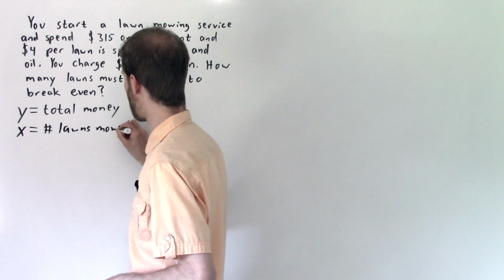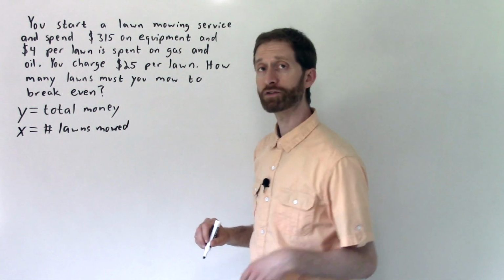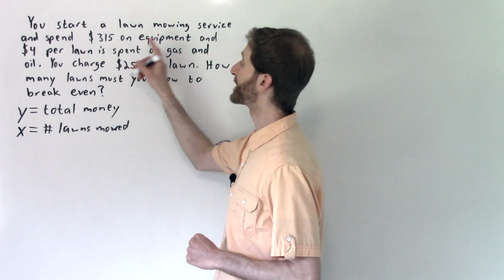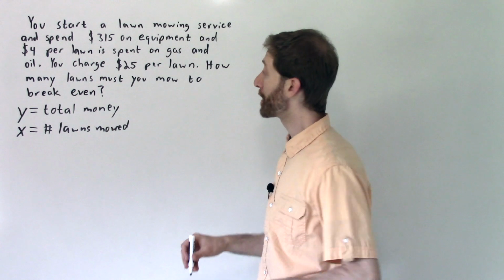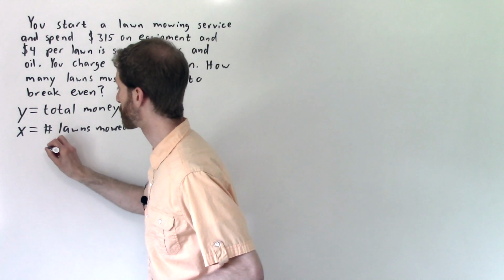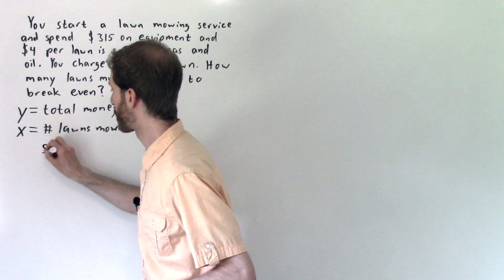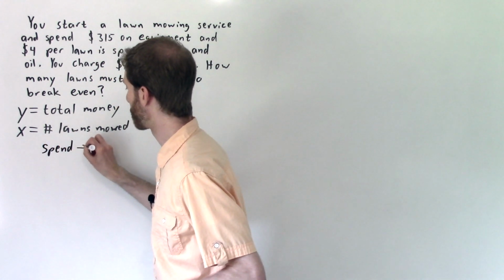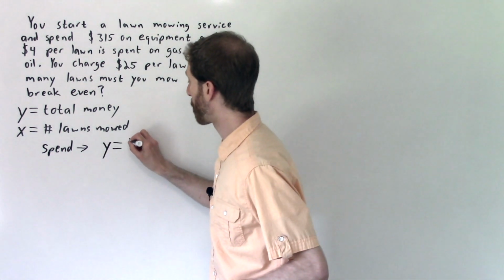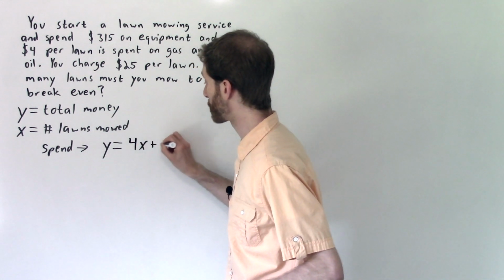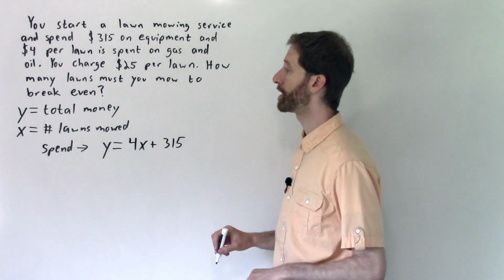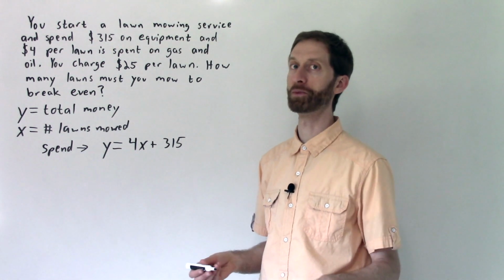Okay, so why does that all matter? Well, we have these two variables, and we actually have two equations here that we could come up with. If we're going to spend $315 and $4 per lawn, that means the total money that we spend, so it's kind of like we have a spend equation, right? So this would be like the cost to us. So this is our spending. The total money, y, is equal to, well, $4 per lawn, that's for gas and oil, plus the $315 in equipment. And that's a one-time $315 fee, right? Because we're not going to be charged at every lawn or we're going to be losing some money.